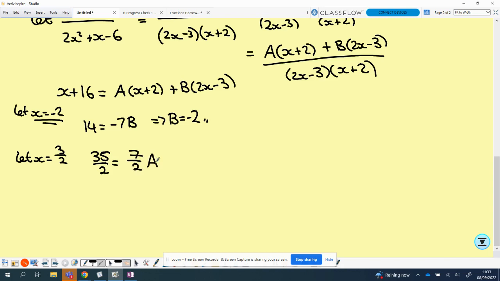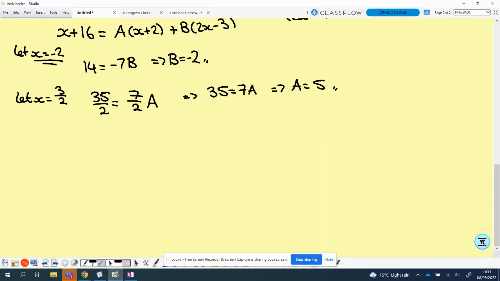Lots of a. Times both sides by 2, therefore that's 35 equals 7 lots of a, which then tells us a equals 5. So we've worked out our two values for both a and b. So I can now split my function up using partial fractions.